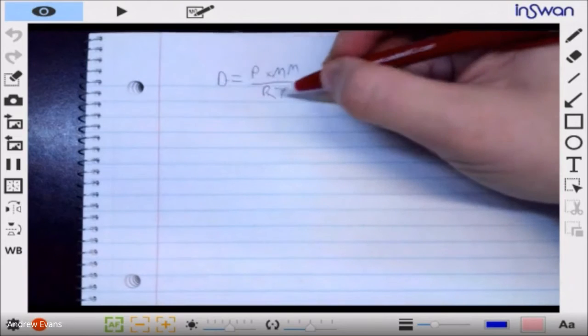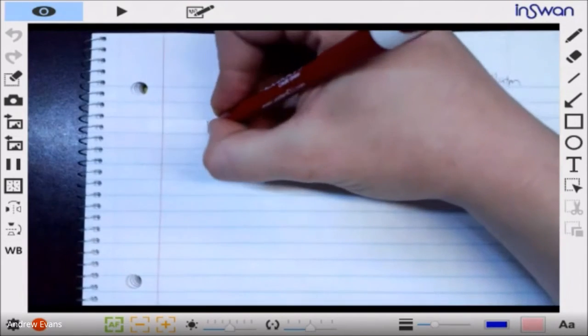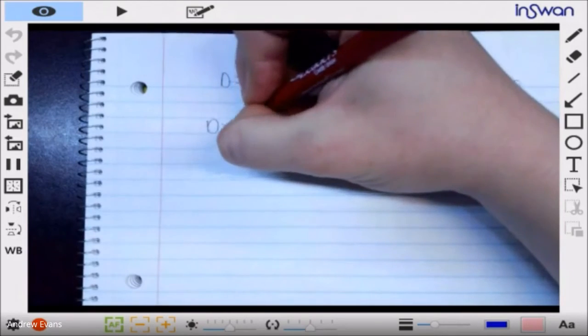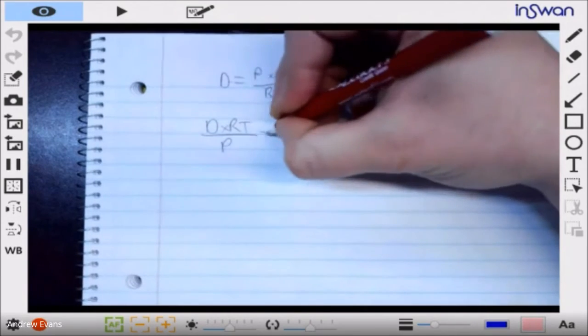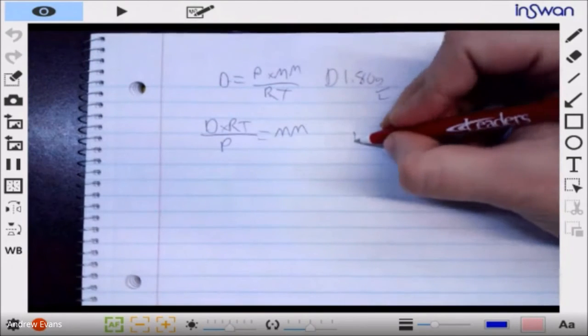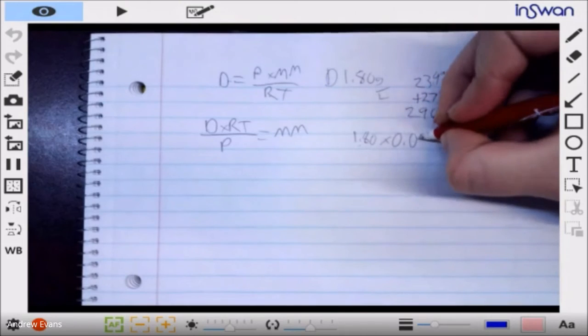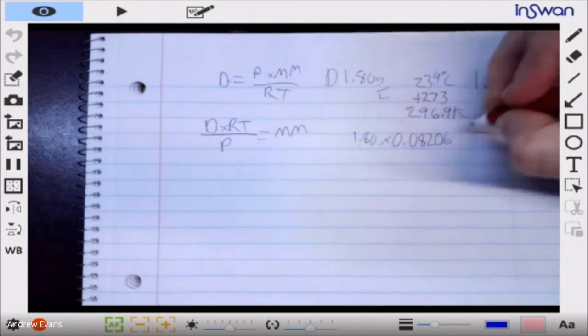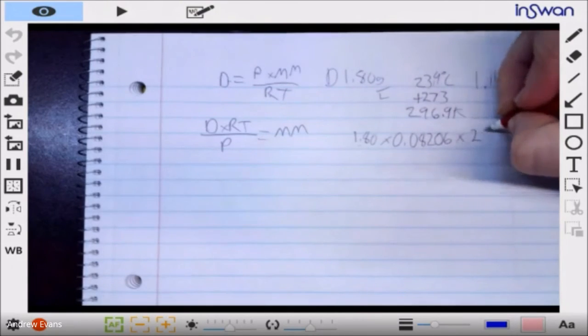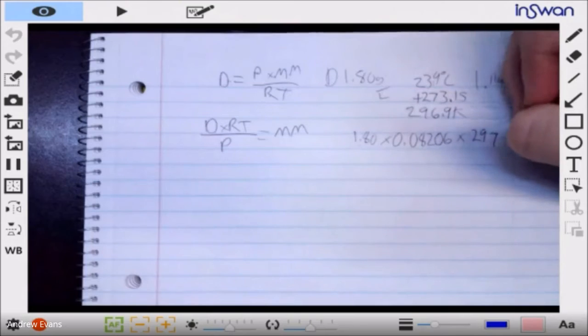Okay, once again, we have to rearrange to solve this. D, R, T, P, get those to the other side. So density times R times T over P is going to give us our molar mass. I define this as 1.8. R in this case is 0.8206. T is 297, because technically it's 273.15.